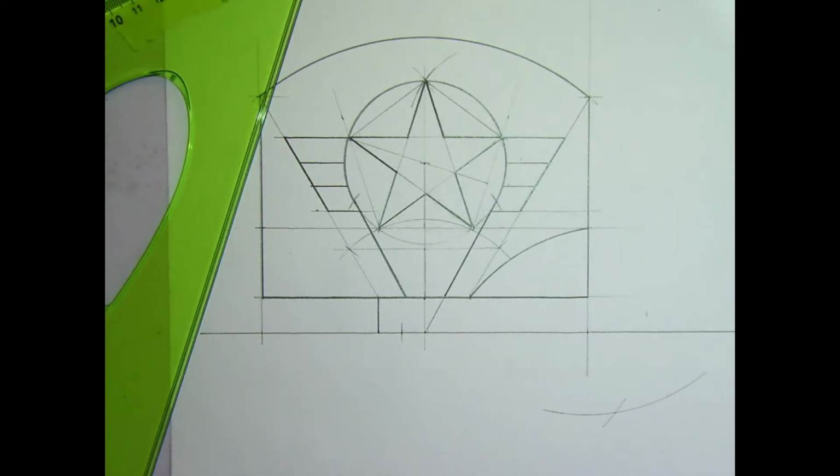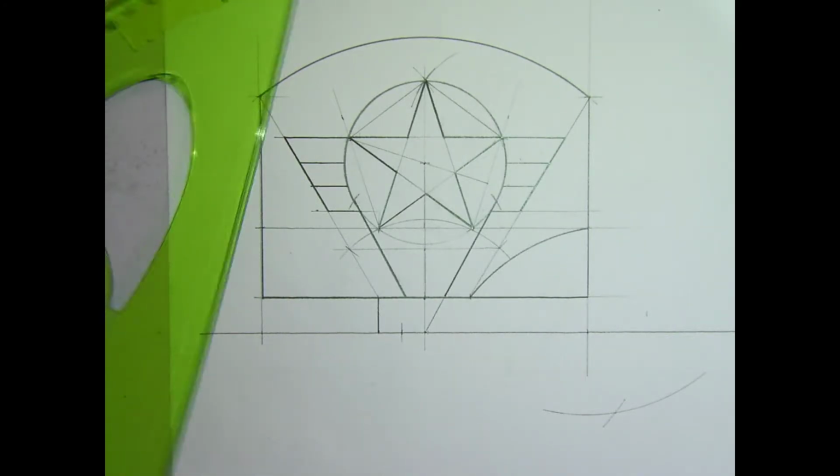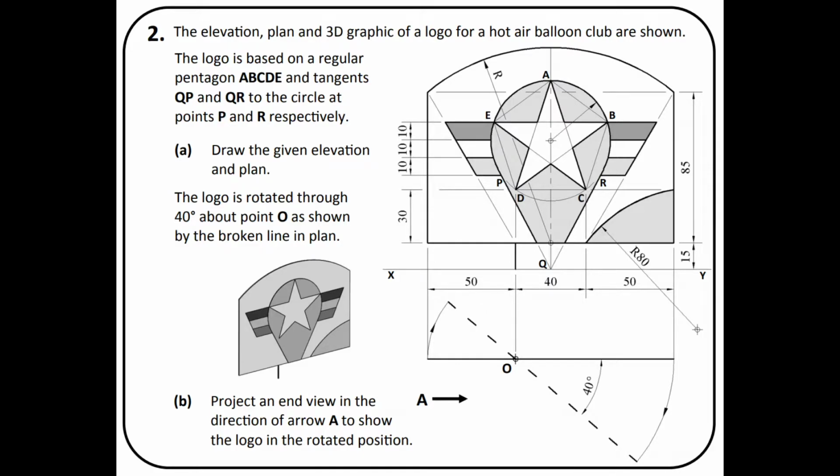And there we have the elevation. The next part of this is we need to find the plan. We're still in part A. We need to find the plan, which is the dotted line, the straight line and the dotted line.